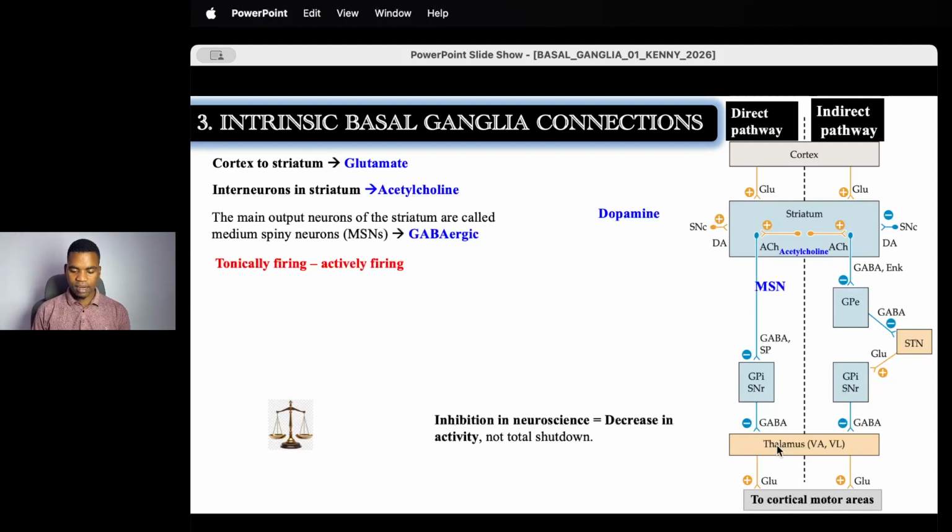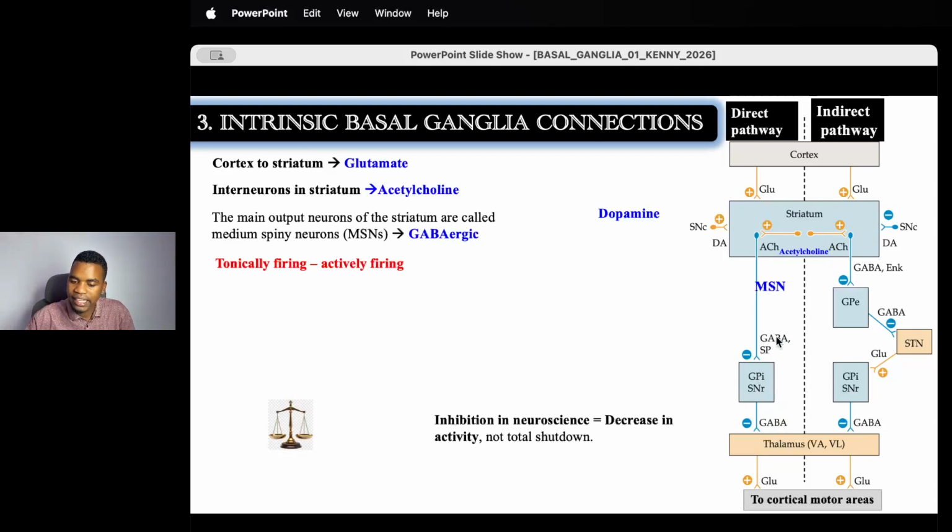Number one, you have the thalamus. Let me start from the output here. The thalamus is the main output. Let's see what the function of the thalamus is in terms of movement. The thalamus is tonically firing electricity to the cortical motor areas. It tonically fires, it actively fires electricity to the cortical motor areas. But the thalamus is being inhibited by two nuclei of the basal ganglia, that's the internal segment of the globus pallidus and the substantia nigra pars reticulata. They are inhibiting the thalamus from actively firing electricity. They tell the thalamus, like, you don't have to fire this much. This is enough, bro.